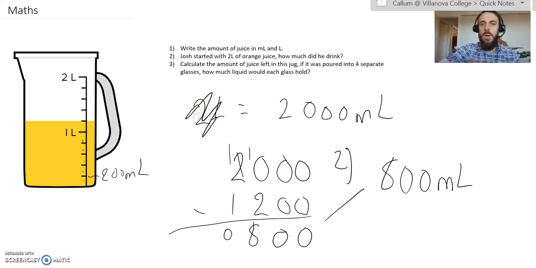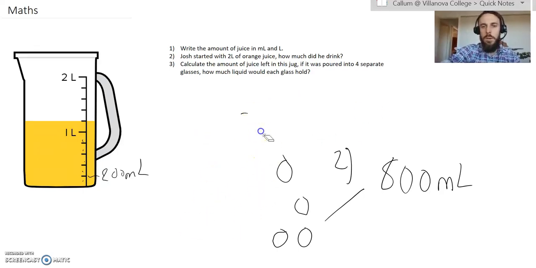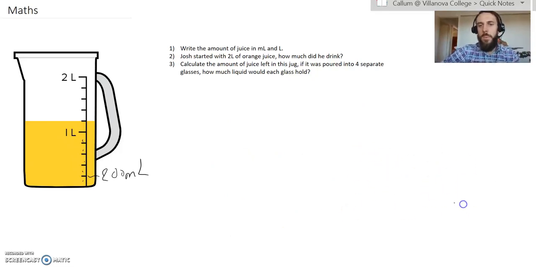Question 3 is a longer one, which people read and panic about, but remember, absolutely no need to. Question 3 says, calculate the amount of juice left in this jug. If it was poured into 4 separate glasses, how much liquid would each glass hold? Now, I've already done the first bit. I've already counted the amount of juice left. It is 1,200 milliliters.